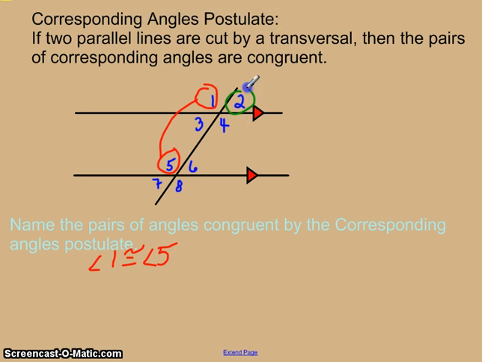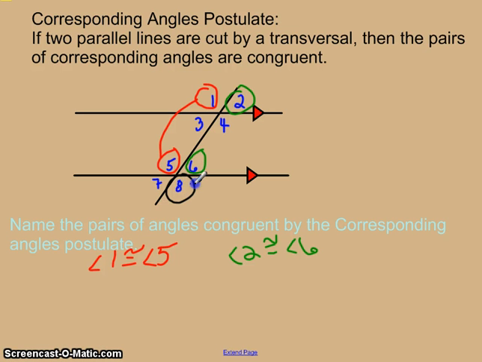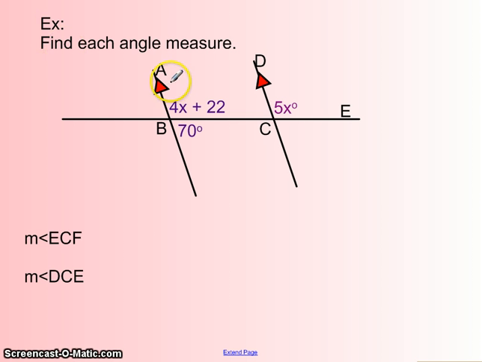Let's pick another set out here. Angle 2 and the upper right hand corner of that intersection would be angle 6, so I could say that angle 2 would be congruent to angle 6, like so. And we could go on and on. Angle 8 here would match up with the lower right hand corner of this intersection, which is angle 4, so we could say that angle 8 would be congruent to angle 4. So let's go on to the next page. If you need to rewind that and listen to it, feel free.